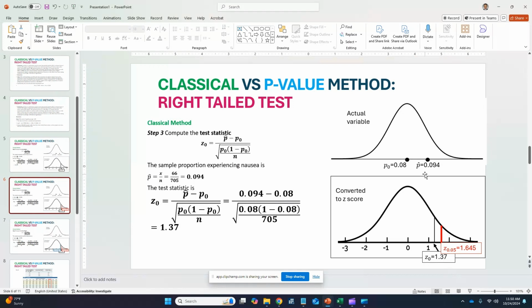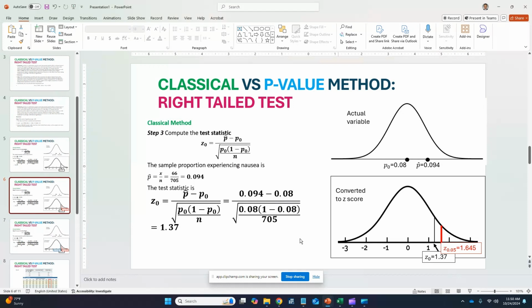That means this p hat is 1.37 standard deviations away from p0. But if we want to be 95% confident that this p hat is sufficiently away from p0, then this value, z naught, should have been somewhere to the right of this red line. Other than that, we cannot be 95% confident.